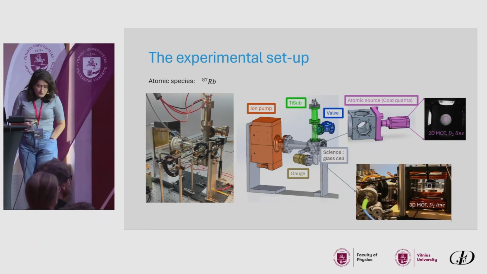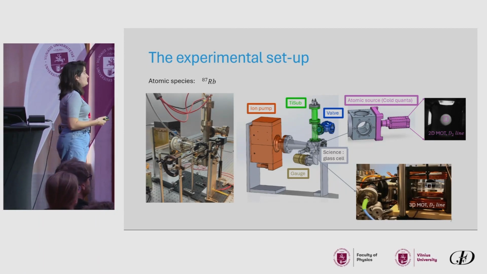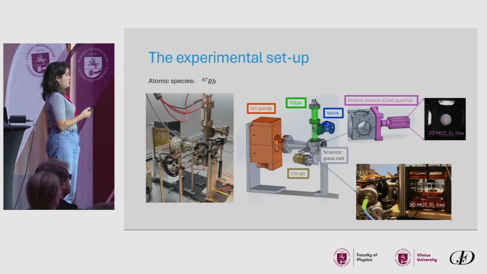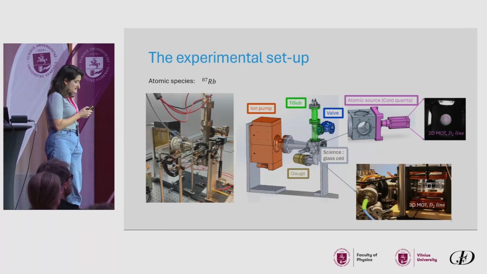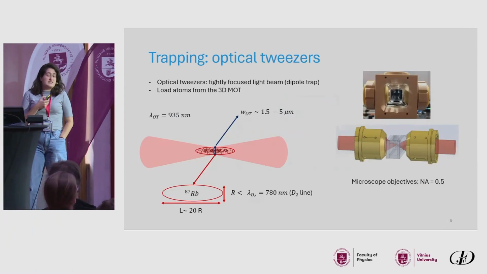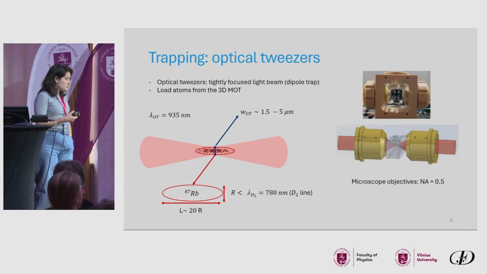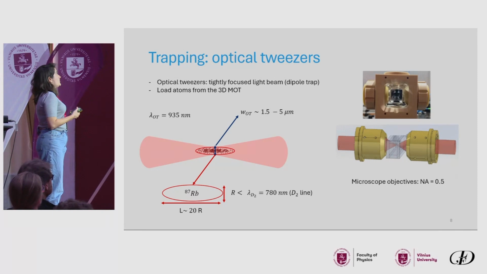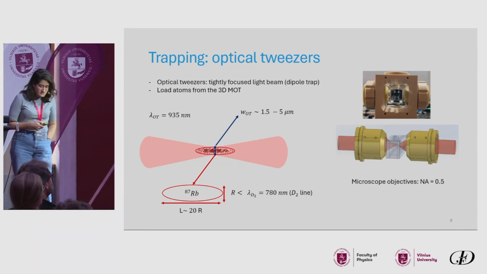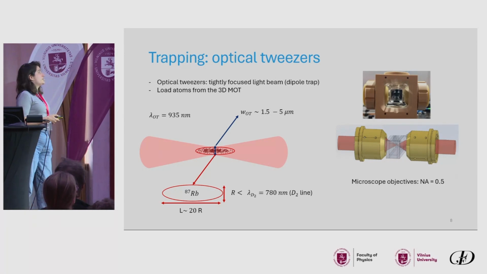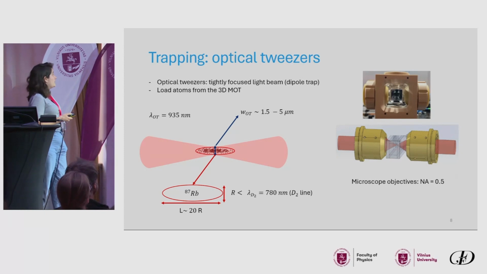In the science cell, we load a three-dimensional magneto-optical trap from the atomic source. This is where the science happens. But we want to have dense clouds, so we do not work directly in the MOT. We work in what are, in jargon, called optical tweezers. Optical tweezers are tightly focused laser beams. Physically, we focus them via these microscope objectives that I put there with an NA of 0.5.